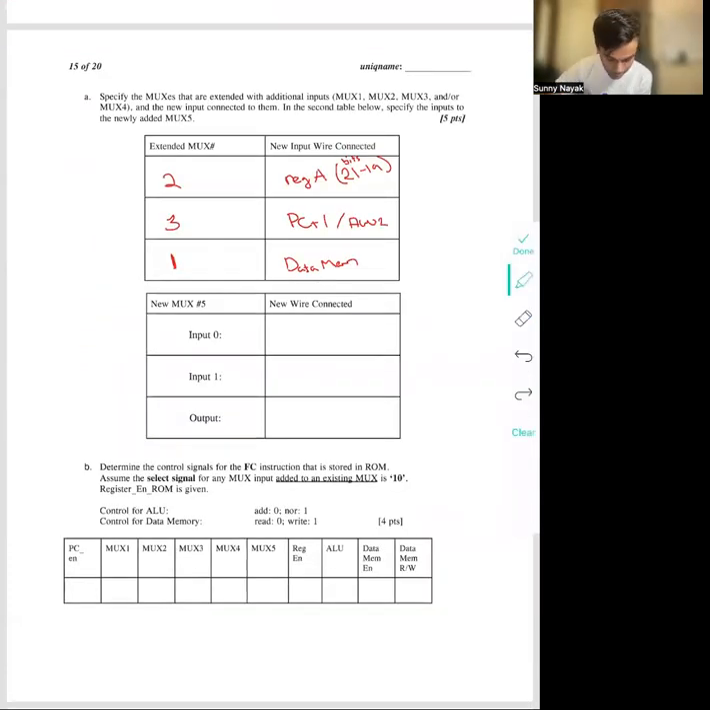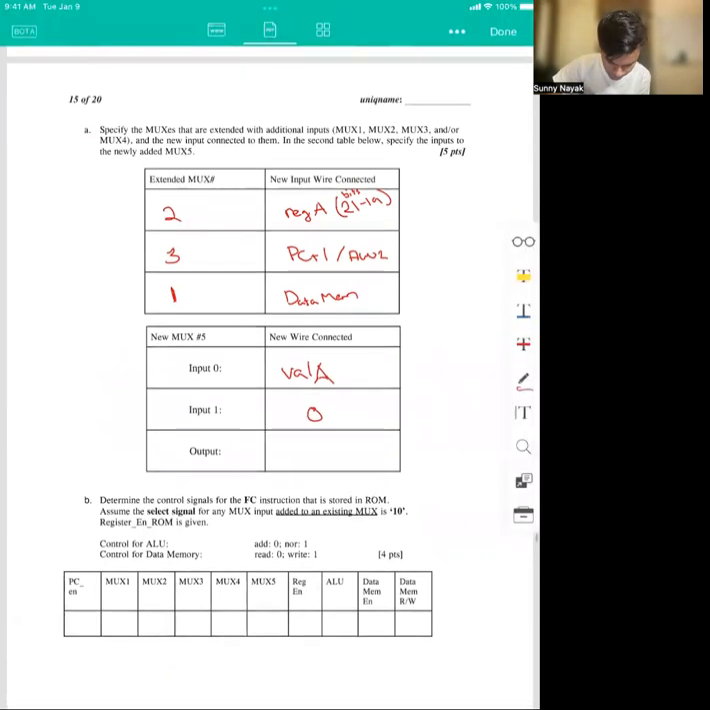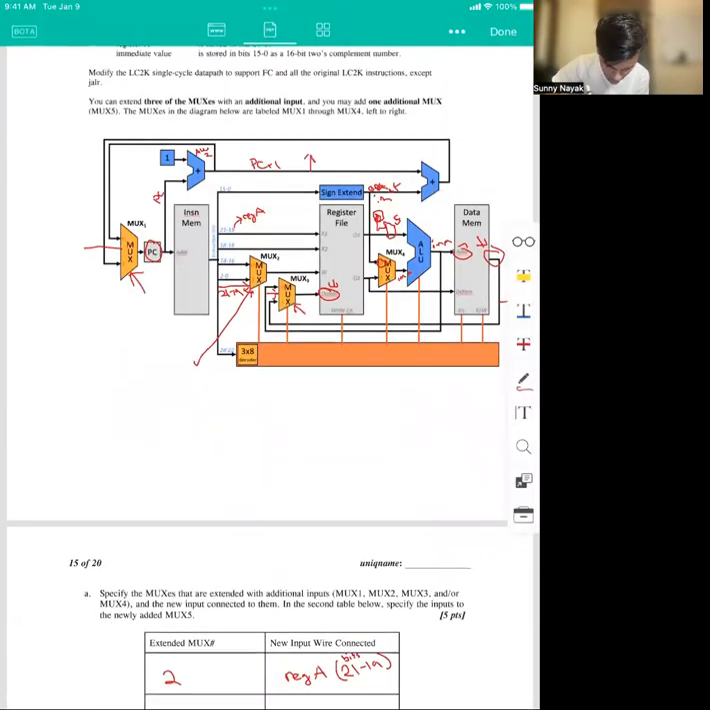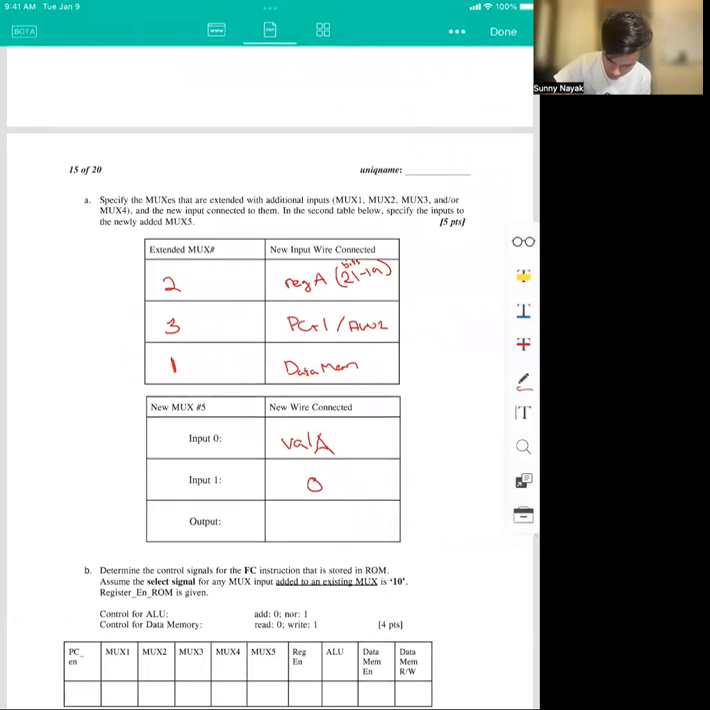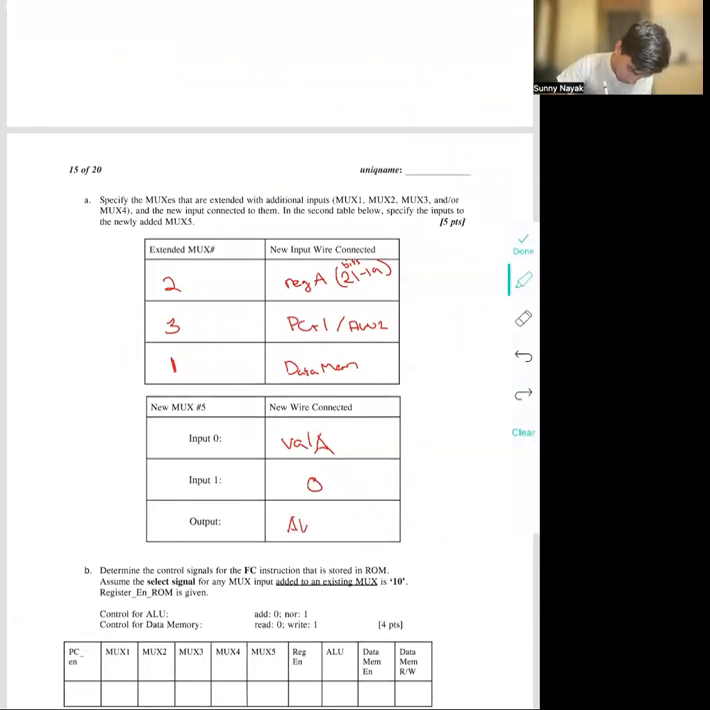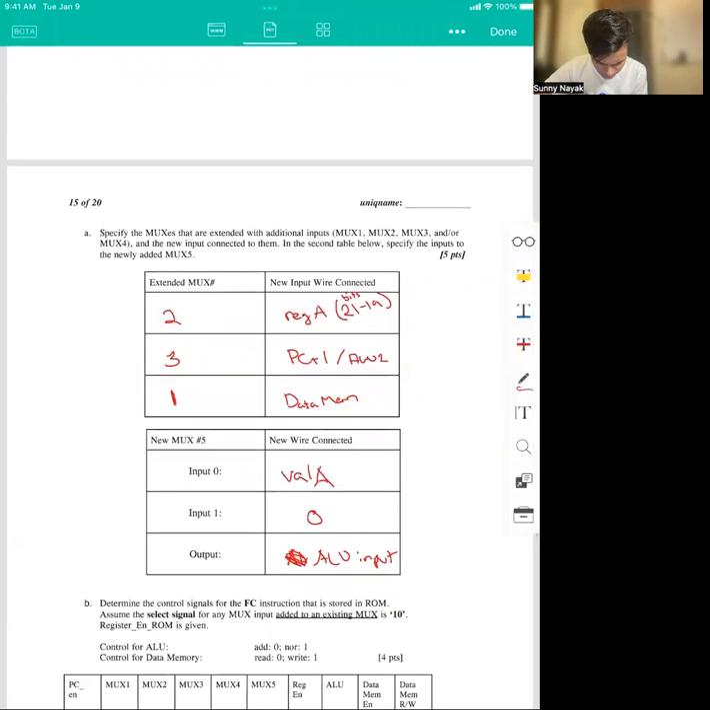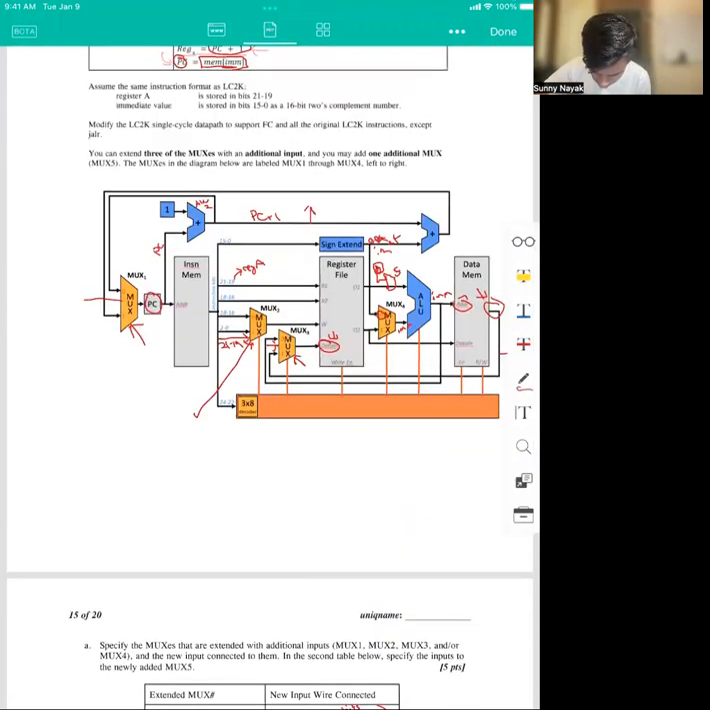So that's one way that comes to mind. However, I do have another idea. So the inputs to that new mux would be, one would be val A, right? Because we need to support the old architecture. And the second input could be 0. And the output would be the input to the ALU. Awesome.